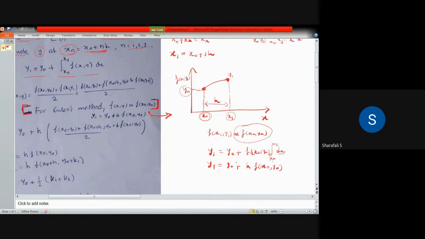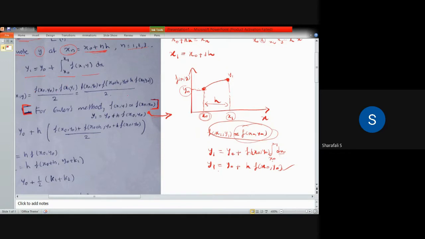So this is the assumption that we made for Euler's method, that within a very small interval h, the function is constant. This is only possible when you are considering that interval to be very small. Otherwise that assumption is wrong. So this was the assumption that we made for Euler's method.